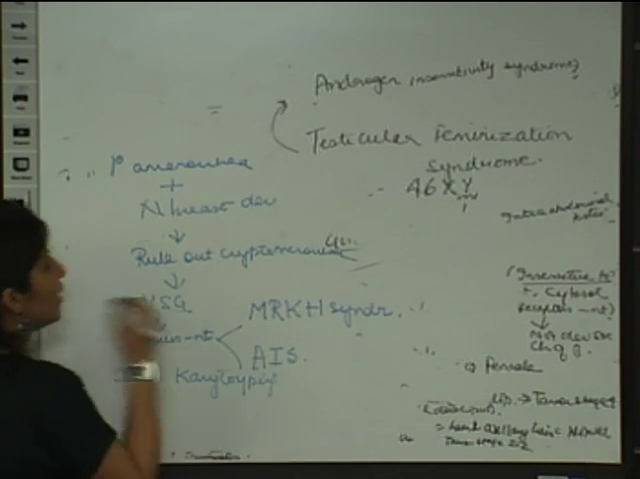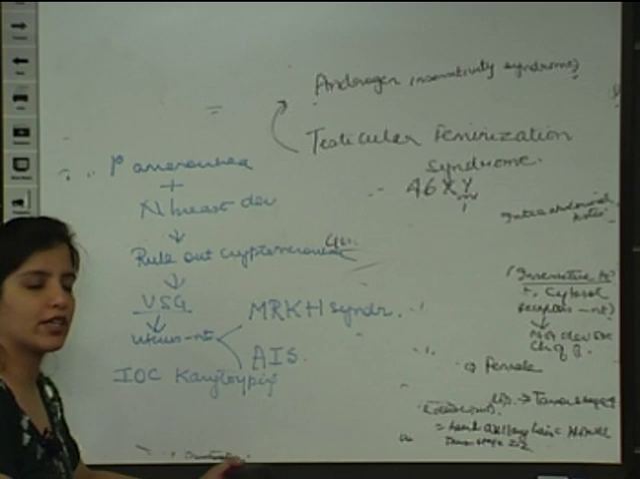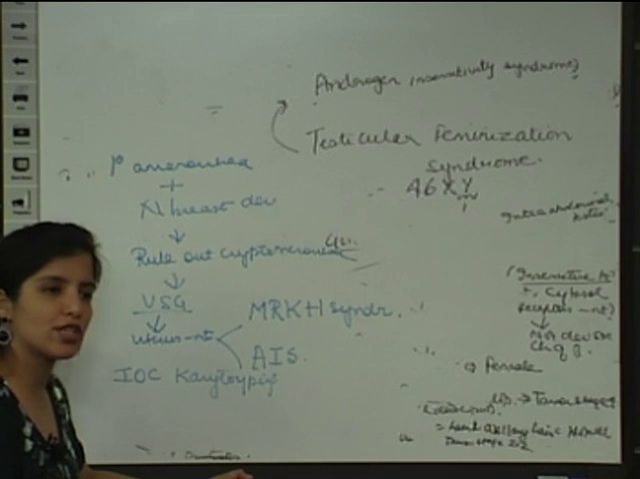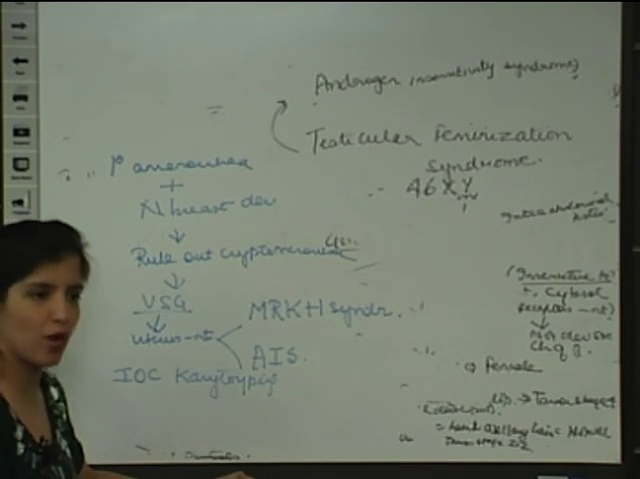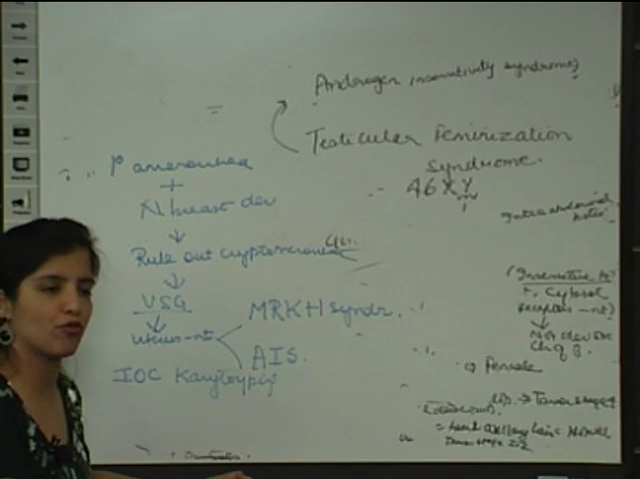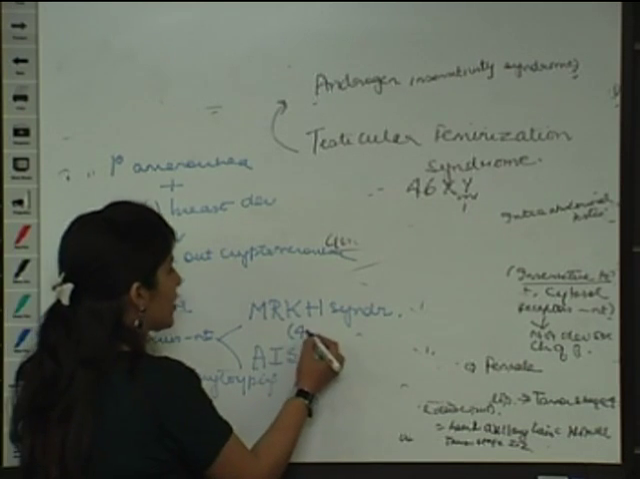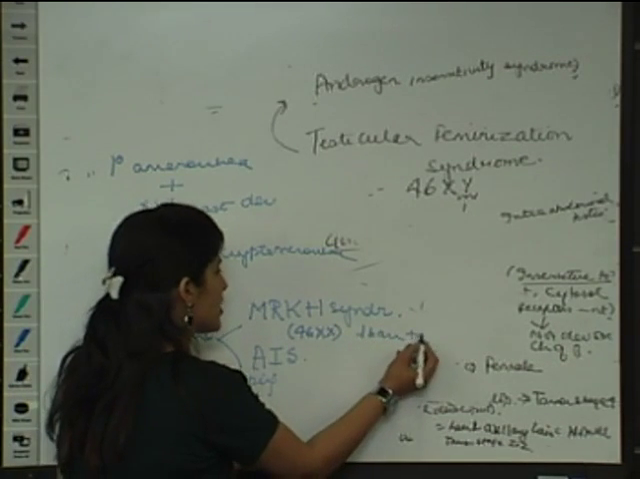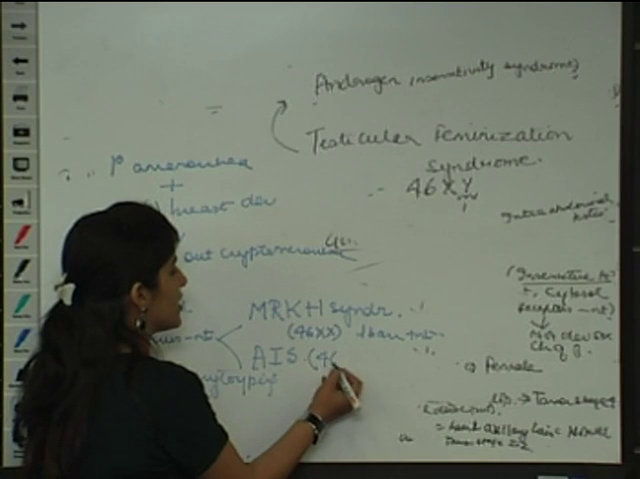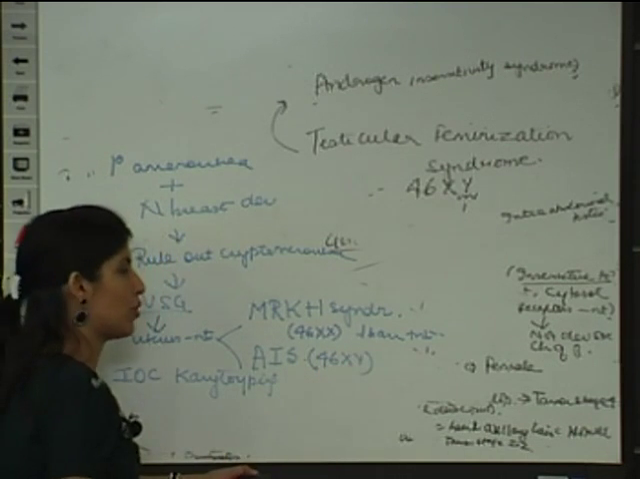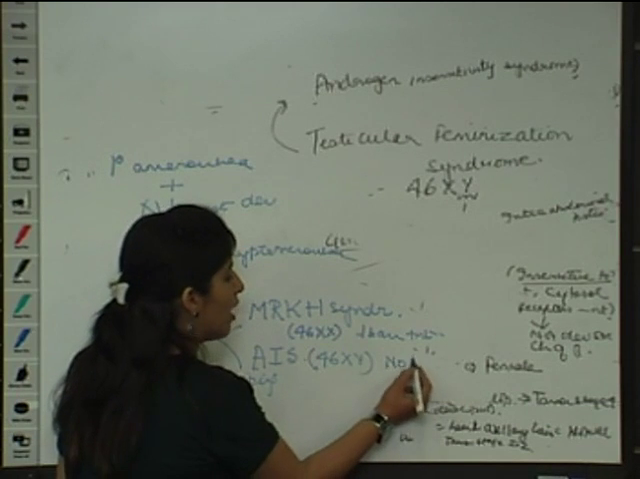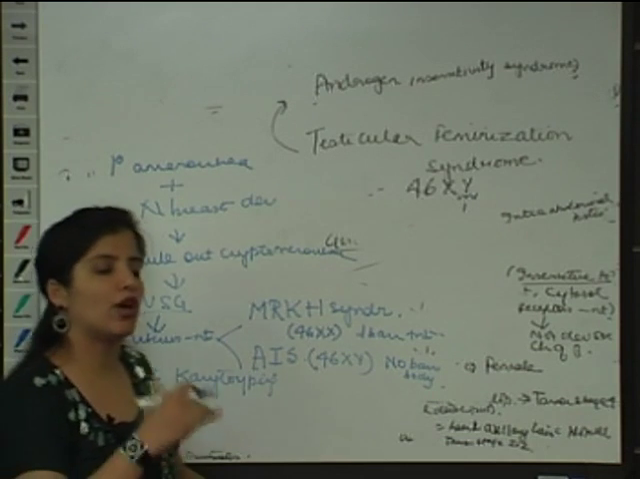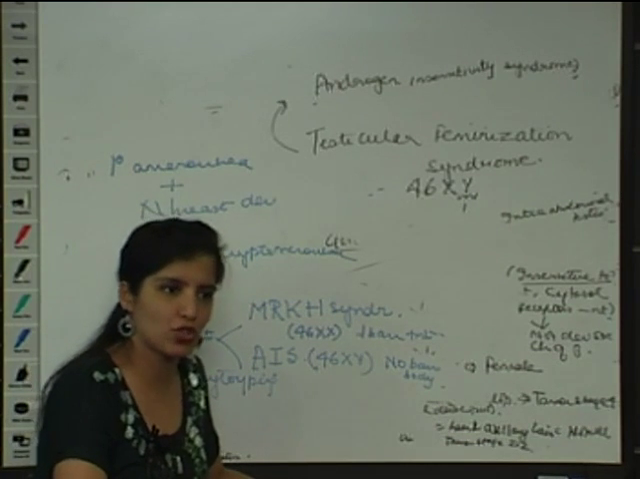Because as we know, in MRKH syndrome the karyotype is 46XX, whereas in androgen insensitivity syndrome it is 46XY. Or you can also look for the presence of a Barr body. In MRKH syndrome, where the chromosome number is 46XX, one Barr body is present, whereas in androgen insensitivity syndrome, where it is 46XY, there will be no Barr body. So this is all we should know on MRKH syndrome and testicular feminization syndrome.